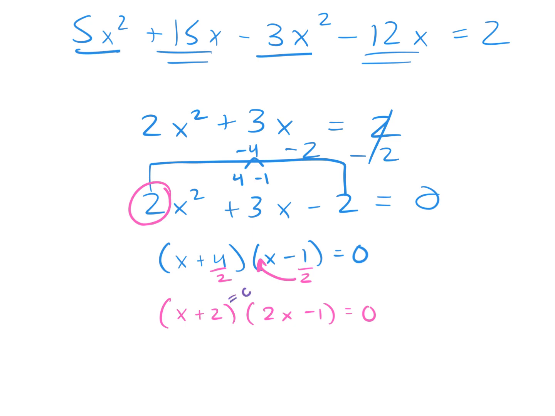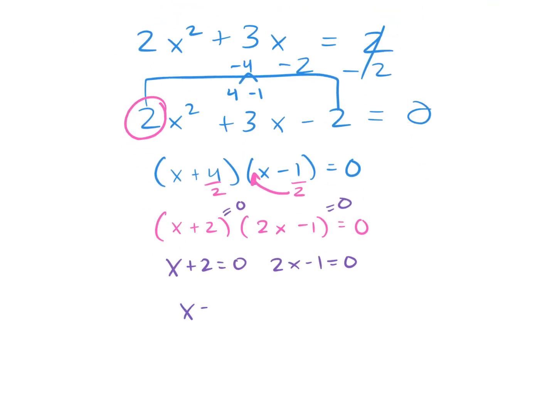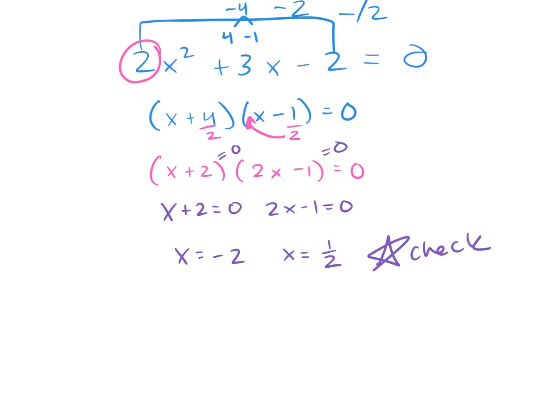Now we can set them both equal to 0. So x plus 2 equals 0 and 2x minus 1 equals 0. So x is equal to negative 2 and x is equal to 1/2. Now if I get 2 answers with my fraction questions, what do I have to do? Check. What are we checking for? Extraneous solutions. We can't have 0 in the denominator.